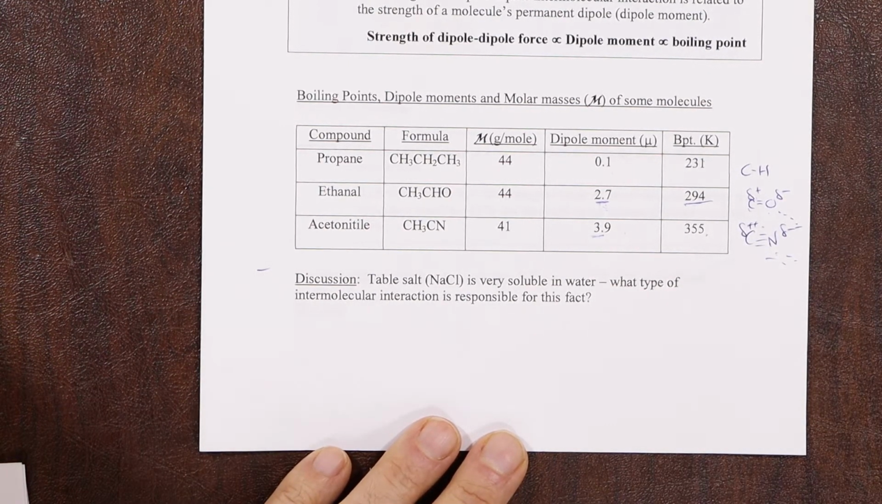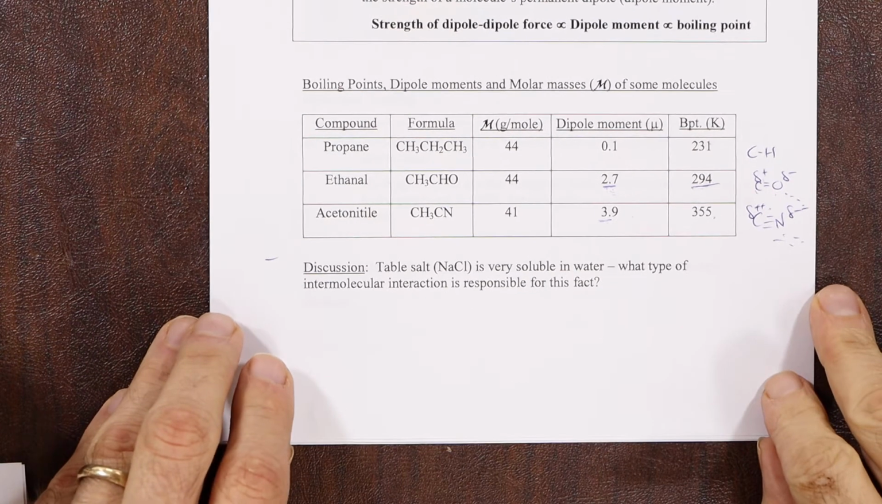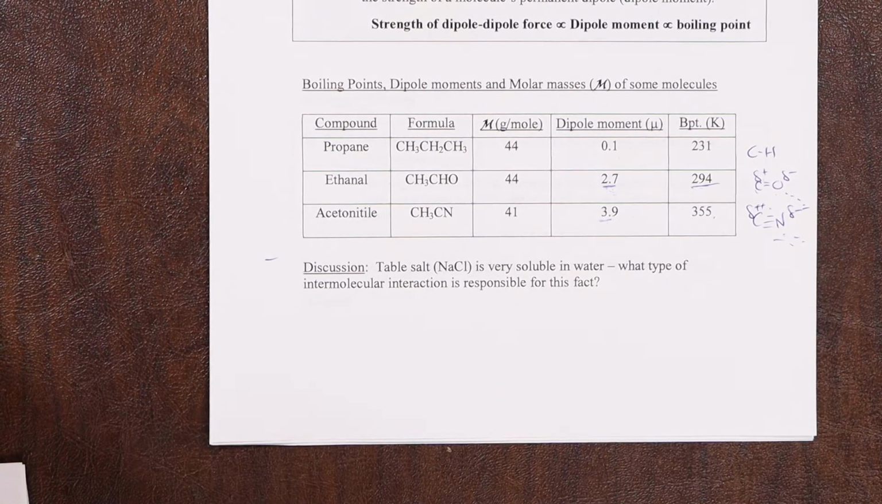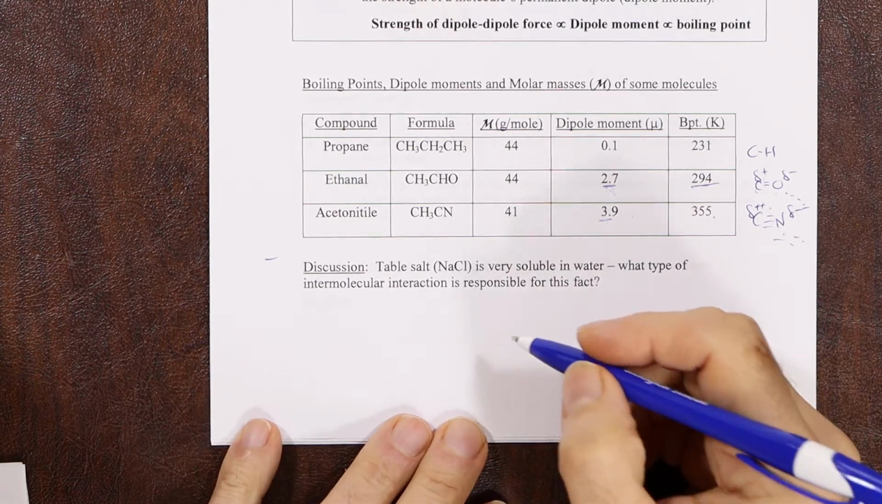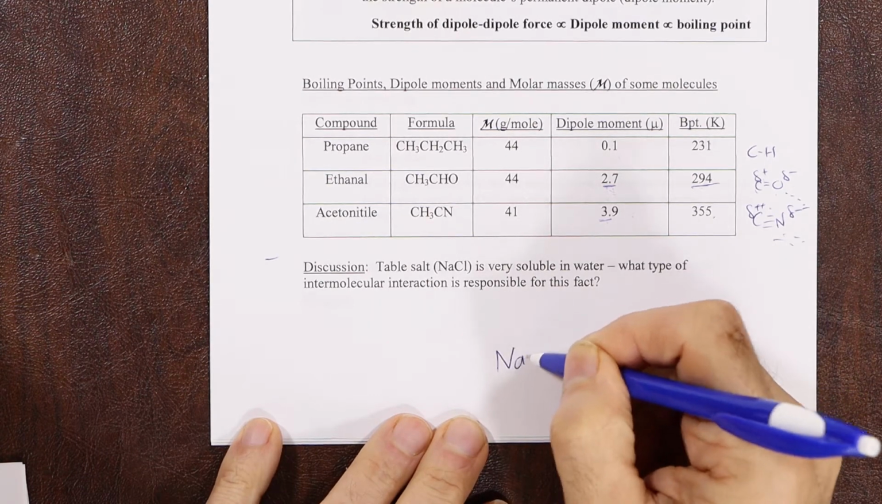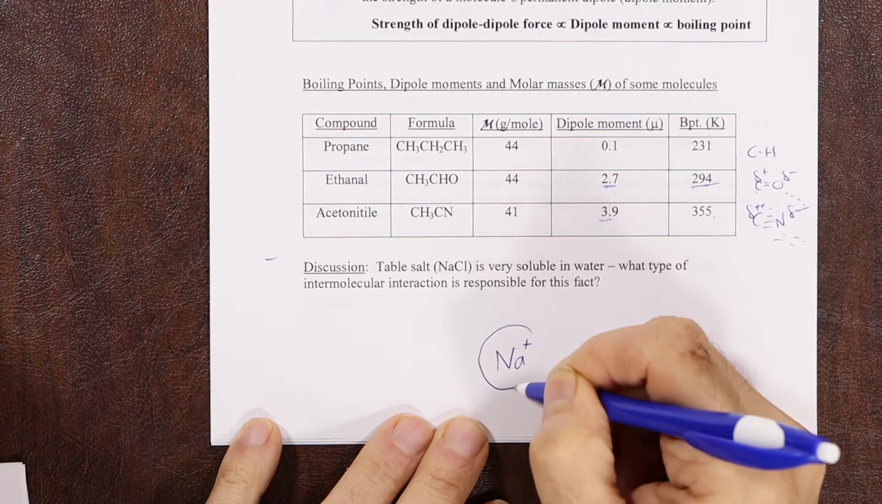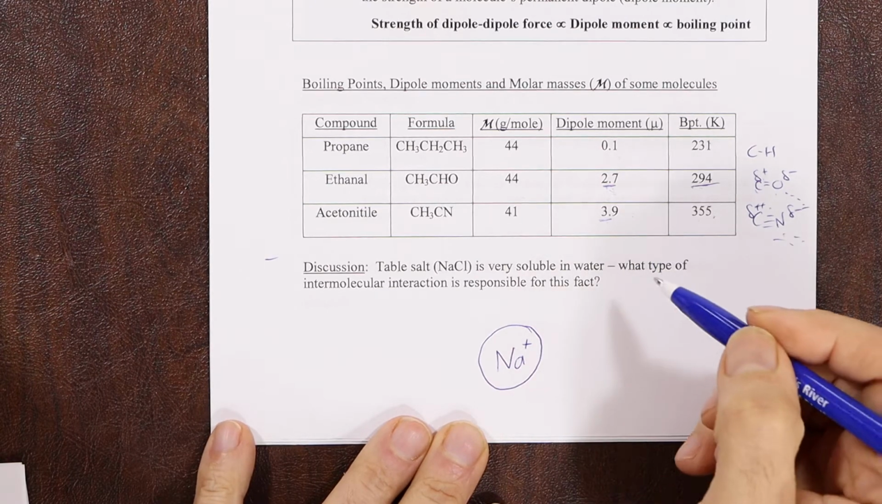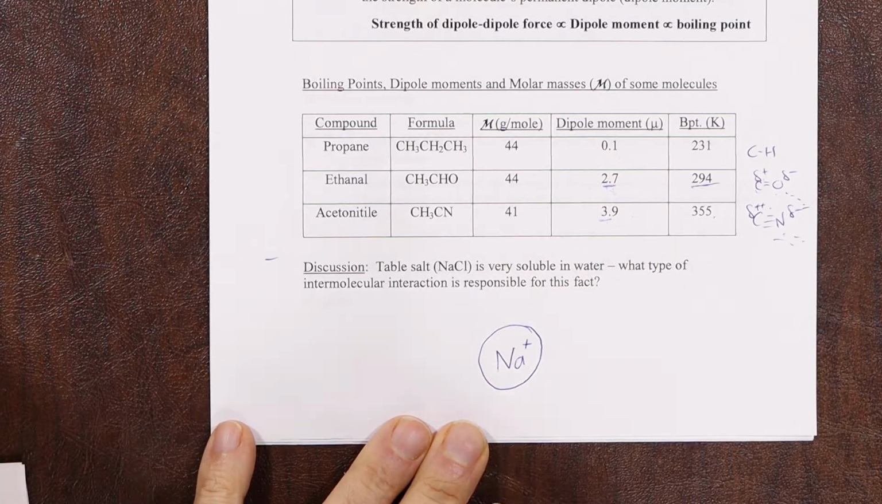Now, one thing we've talked about from time to time, and this is kind of a wrap up for that, we've talked about salt dissolving in water really, really well. Salt dissolving in water, if I do an Na plus ion, is an example of an ion-dipole interaction.